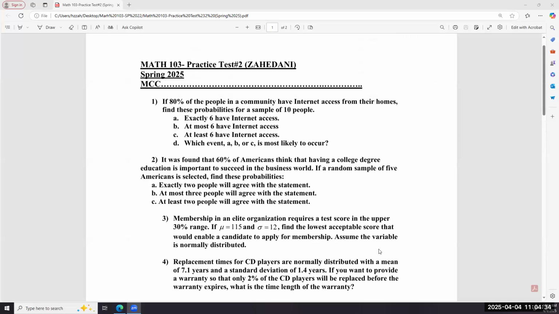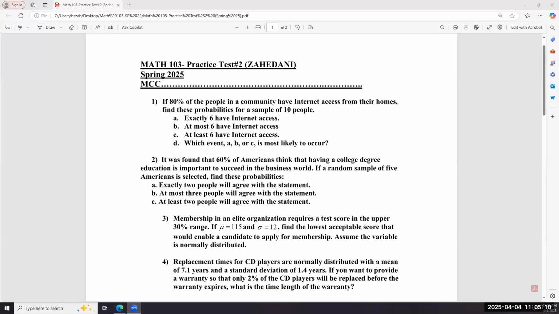So the first topic on the test, if you like, is going to be the binomial distribution. There was no problem from this section on your WebAssign, but we must know the binomial distribution. What is the binomial distribution? So that covers problem number 1 and number 2.